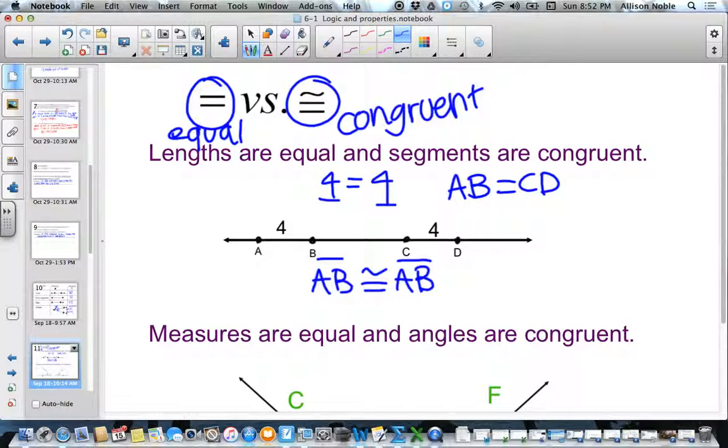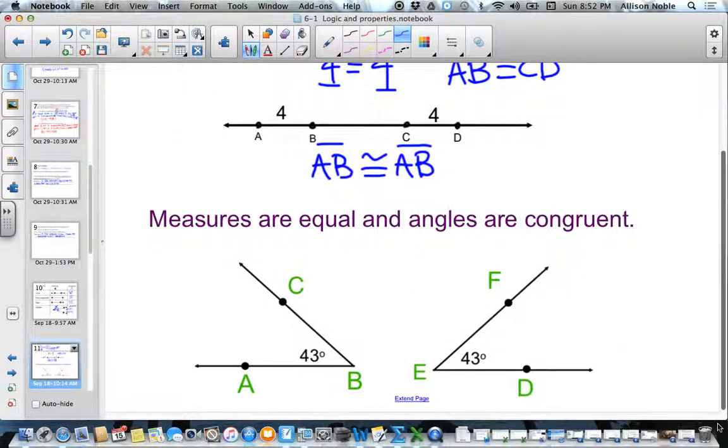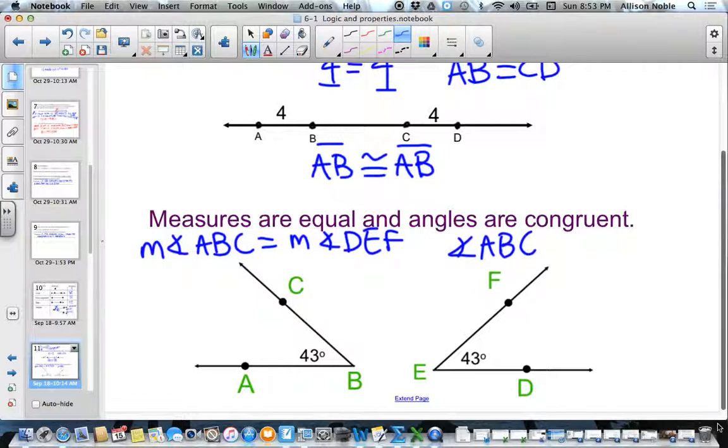So measures are equal and angles are congruent. So the names of angles would be congruent. For these measures, we would say the measure of angle ABC is equal to the measure of angle DEF, with that little m in front of it meaning measure, and angle ABC is congruent to angle DEF.